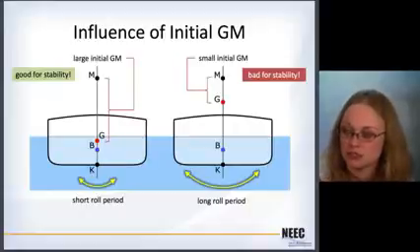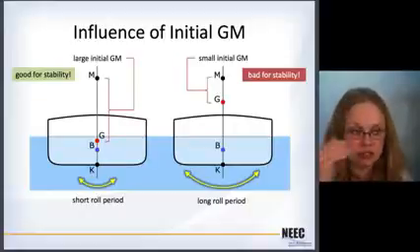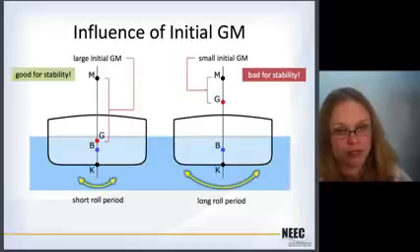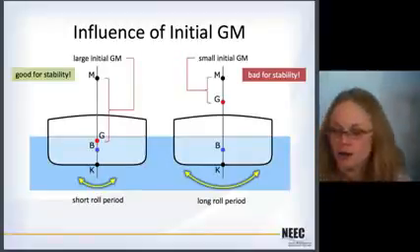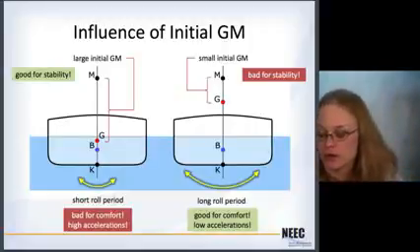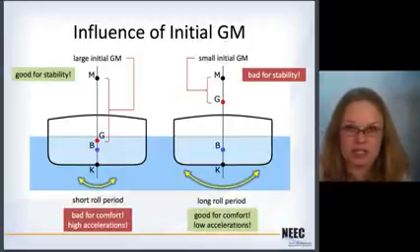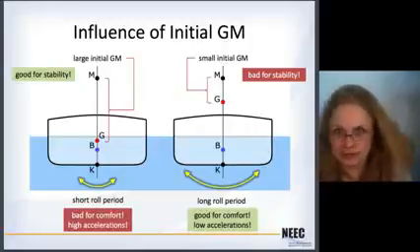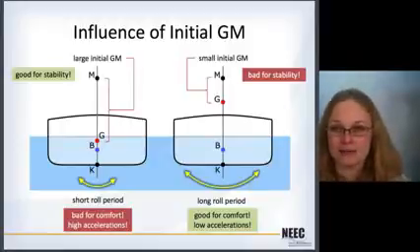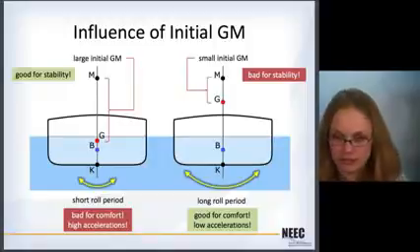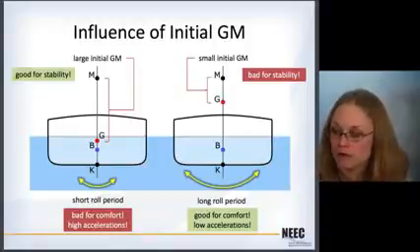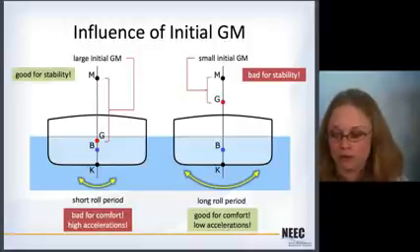So even though the small initial GM is bad for stability, it gives you this long roll period, which means the ship's going like this, which is kind of nice. The short roll period is very bad for comfort, right? I mean, just sit there and kind of do this with yourself. That's not so comfortable. And the high accelerations can cause cargo to collapse or topple over, so that's bad. The long roll period is very good for passenger comfort, and the low accelerations are good for cargo as well.